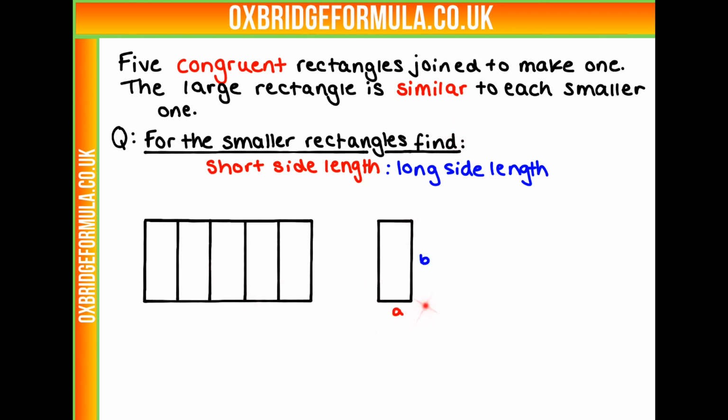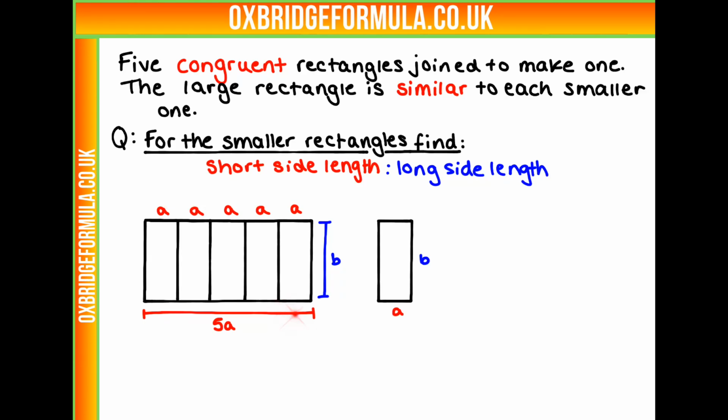If I just label the sides of our smaller rectangle, so our short side is going to be A and our long side is going to be B, what does that mean about the sides of our big rectangle? We know that this length here is just going to be equal to B, it's just the same length. And each of these is going to be A, so that's going to be 5A in total for the longer side of our larger rectangle.